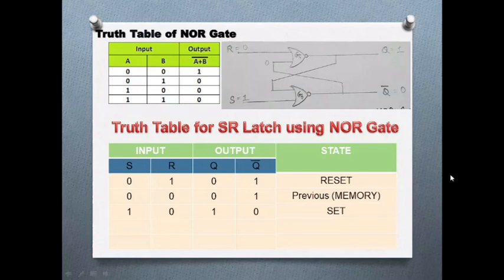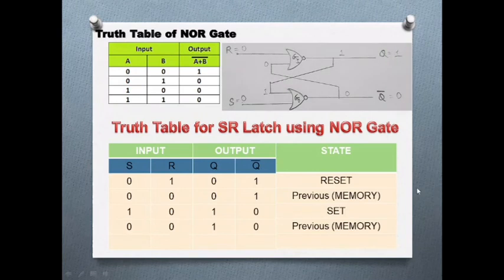Now if we need to check if this bit is stored in it or not, we will remove the inputs, that is, we will make R and S equal to 0. Now as inputs to gate G2 are 0 and 1, Q bar is equal to 0, and for gate G1 it's 0 and 0, which will make the output 1. So when R is equal to 0 and S is equal to 0, we get Q equal to 1 and Q bar equal to 0, which is the same as the previous state. Hence we can say that it will work like a memory.